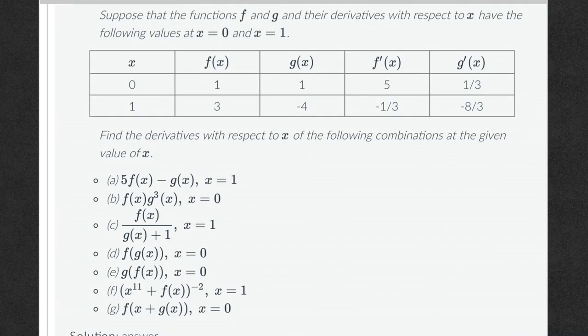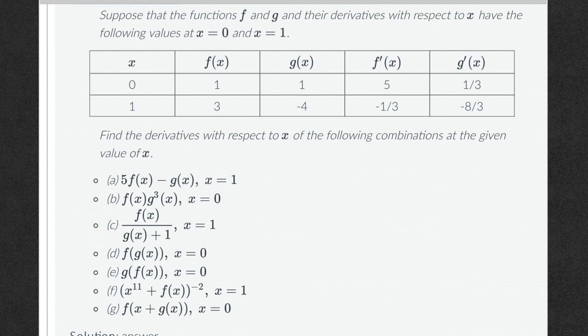Suppose that f and g and their derivatives with respect to x have the following values at x equals 0 and x equals 1. F of 0 is 1, g of 0 is 1, f prime of 0 is 5, g prime of 0 is 1/3. F of 1 is 3, g of 1 is negative 4, f prime of 1 is negative 1/3, and g prime of 1 is negative 8/3. Find the derivatives with respect to x of the following combination at the given value of x.